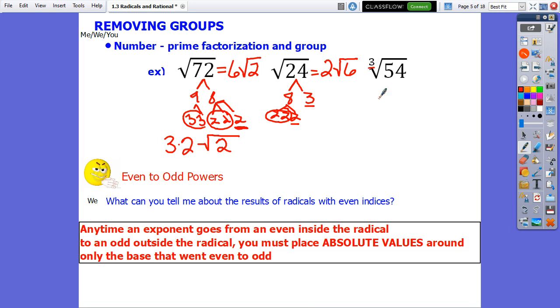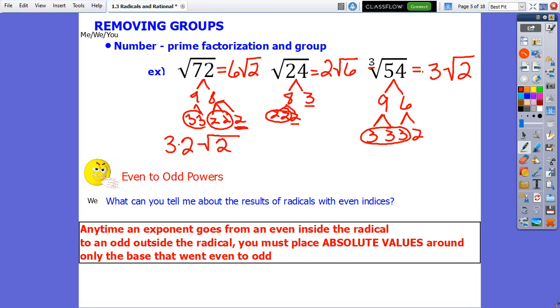Now notice the third example, it's a cube root, so I'm putting things in groups of 3 instead of groups of 2. So in this case, 54, what we have is like 9 and 6, and then 9 breaks down to 3 and 3, and 6 breaks down to 3 and 2. And I'm looking for a set of 3 of anything. And so in this case, I do have a set of 3s. Then I have a 2 left behind.